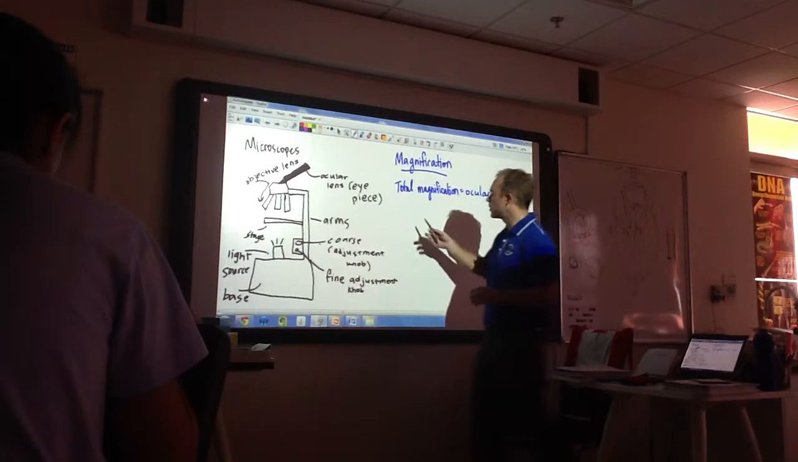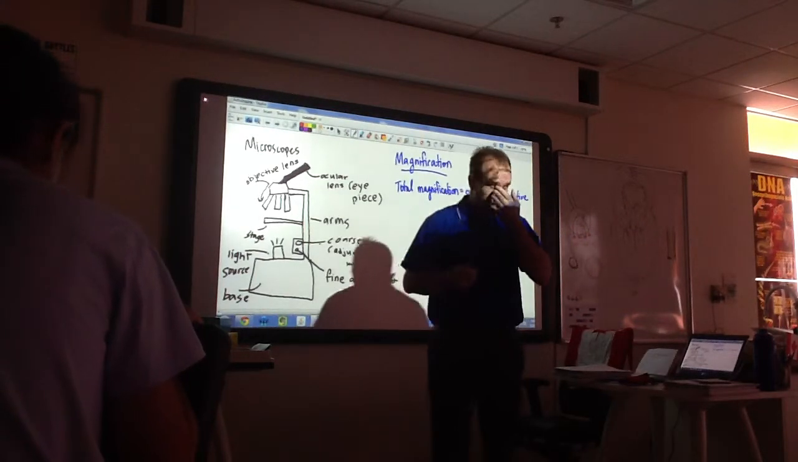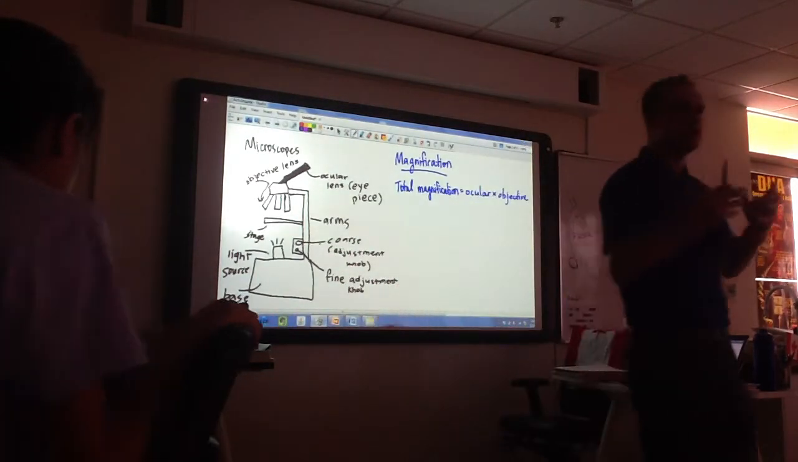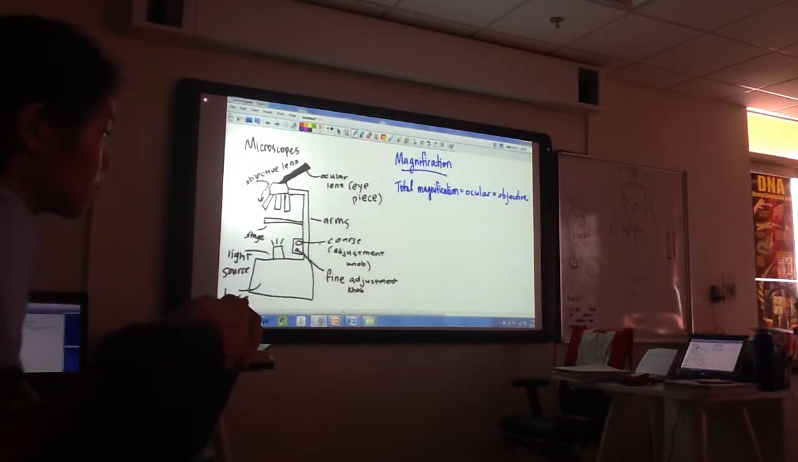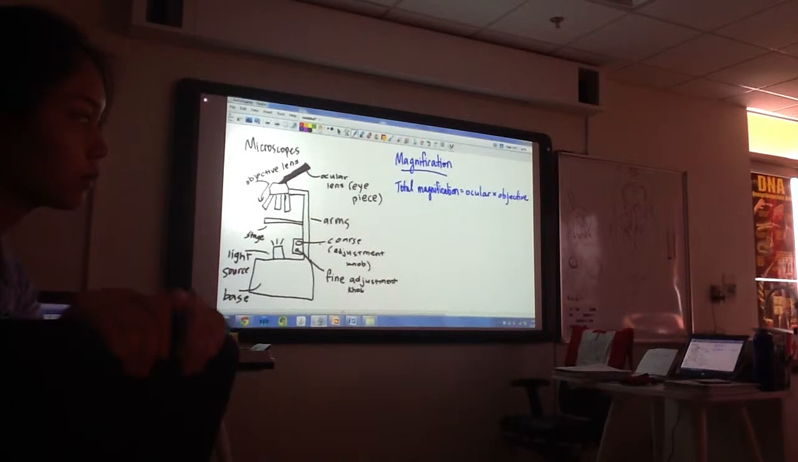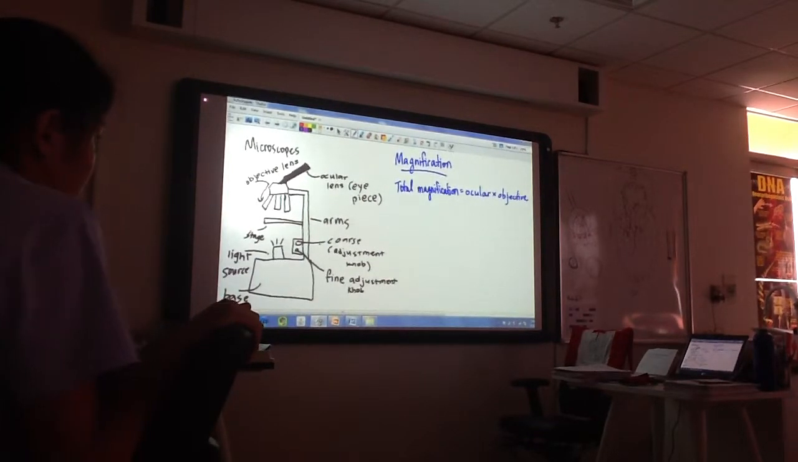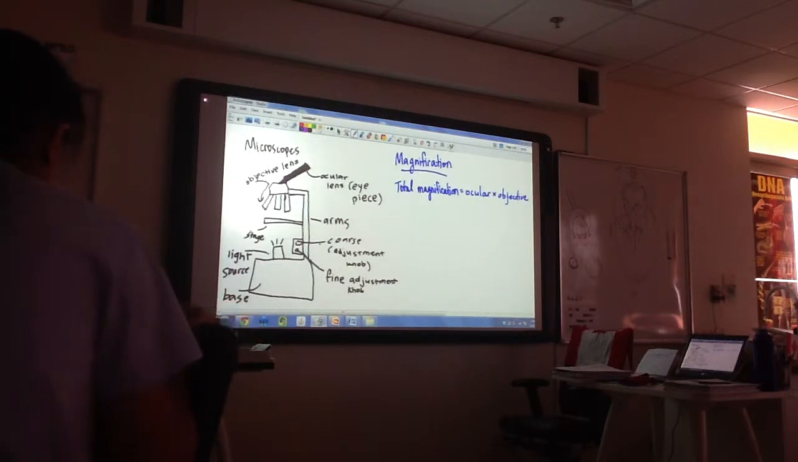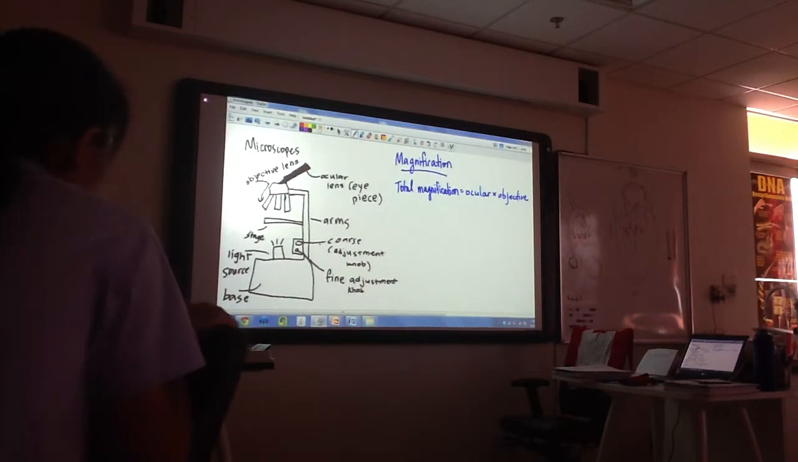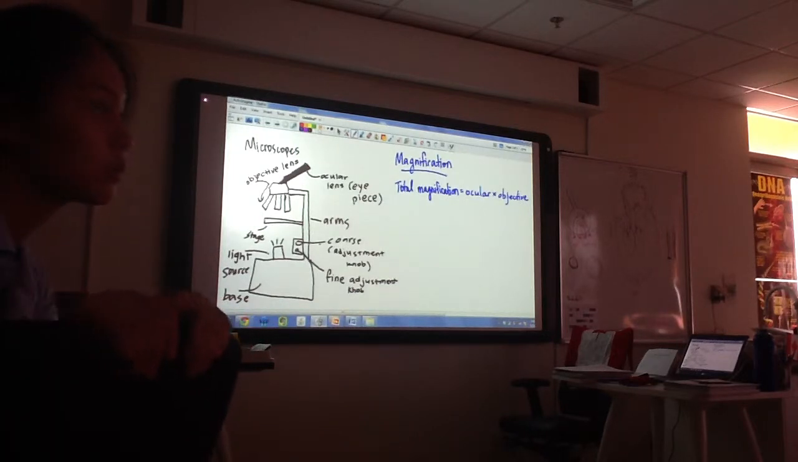Okay. Then the tricky one: what if we want to calculate the size of an image? Where do we start? If we look through a microscope and we see something, how big is it? These original scientists are looking through their early microscopes, which look a little bit like telescopes.